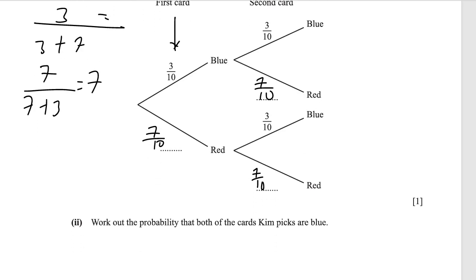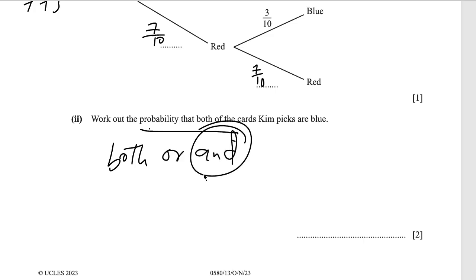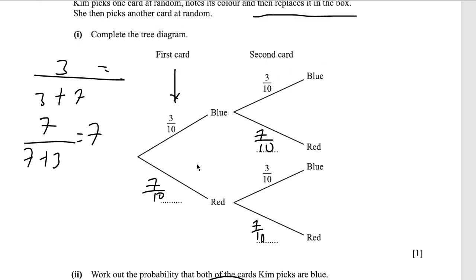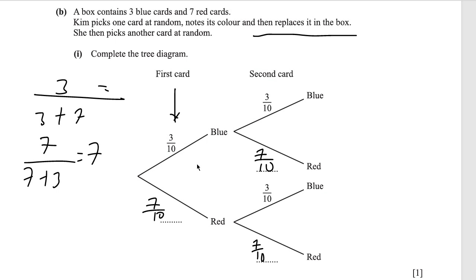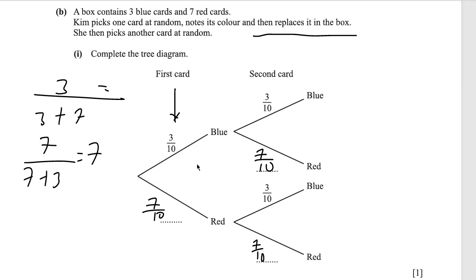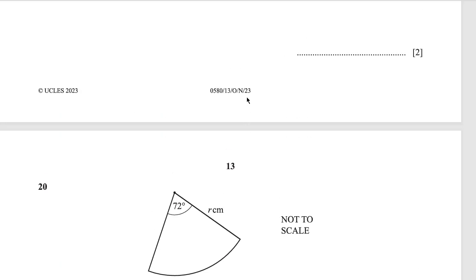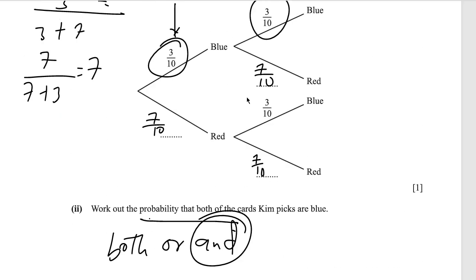So next question says work out the probability that both of the cards Kim picks are blue. And when you hear a question talking about both or and, the 2 events are occurring, and it's not an or situation. So the first card is going to be blue, and the second card is also going to be blue, right? So the probability of blue the first time is 3 over 10, and the second card blue is still going to be 3 over 10. Right? Nice. Okay, so it's going to be 3 over 10.